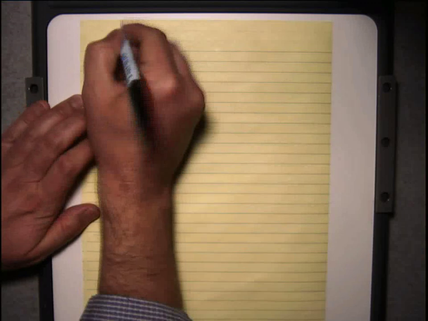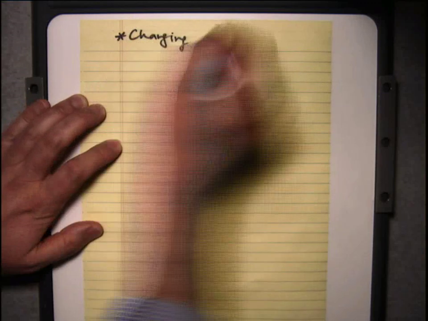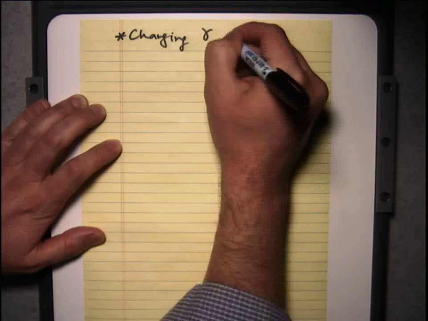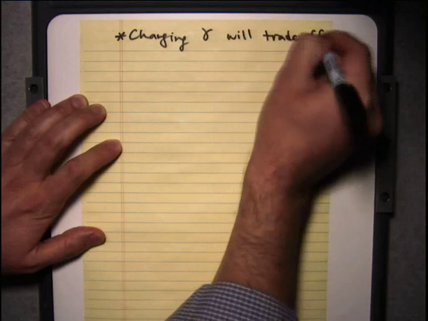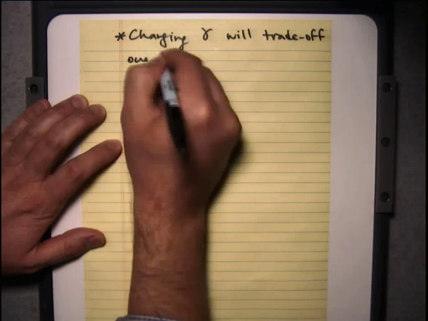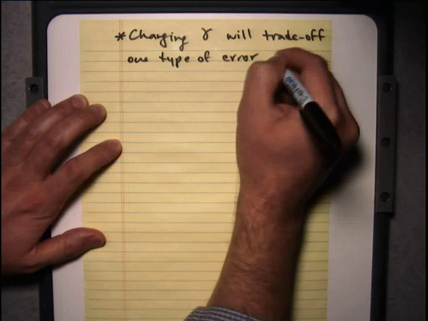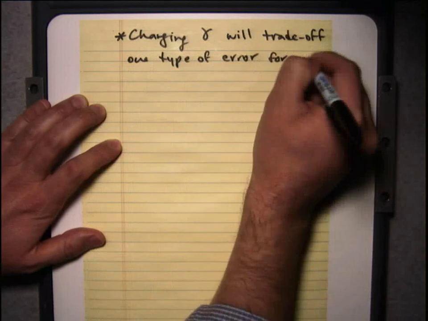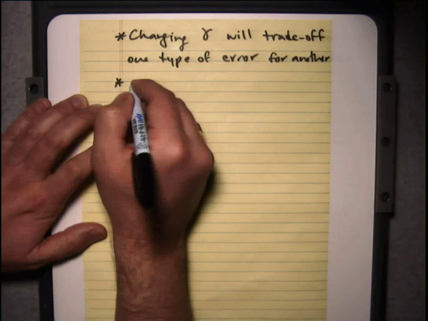All right, so let's write this down. So here are the salient points. Changing gamma will trade off one type of error for another. This is what I just said. Okay, so now let's make some definitions.